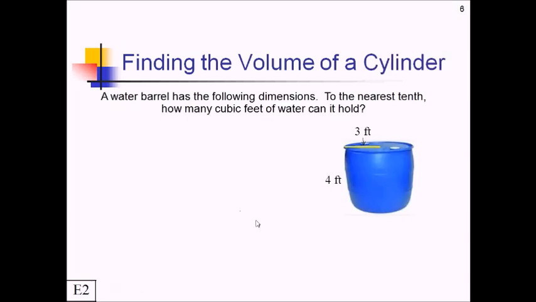Let's do another one, this time a real-life problem. A water barrel has the following dimensions: height of 4 feet, radius of 3 feet. To the nearest tenth, how many cubic feet of water can this hold?